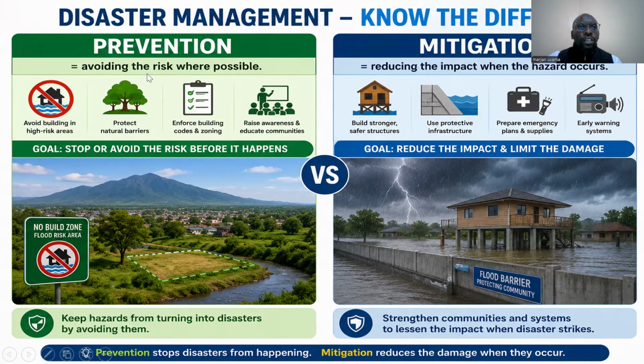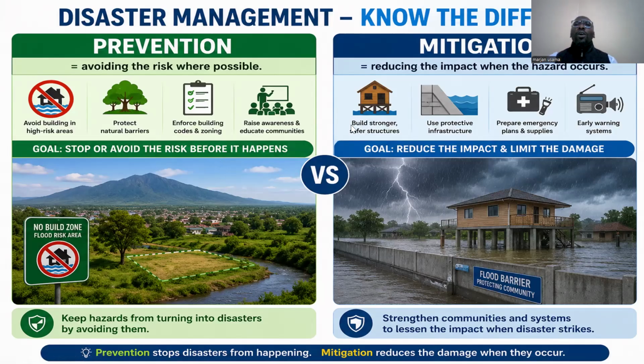So prevention, avoiding the risk where possible. For example, avoid building in high risk area. Don't build in high risk area. Protect natural barriers. Enforce building codes and zoning. Raise awareness. Educate the people. Let them know the risk. So the goal here is to stop or avoid the risk before it happens. This is very important. All these measures are taken before.